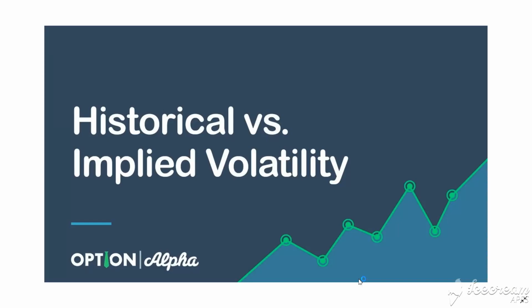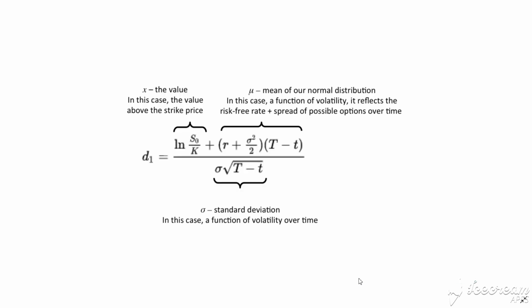Welcome back. Today we are going to see the difference between historical volatility and implied volatility in the options market. So what is the actual difference between these two? This is the Black-Scholes-Merton model pricing formula.